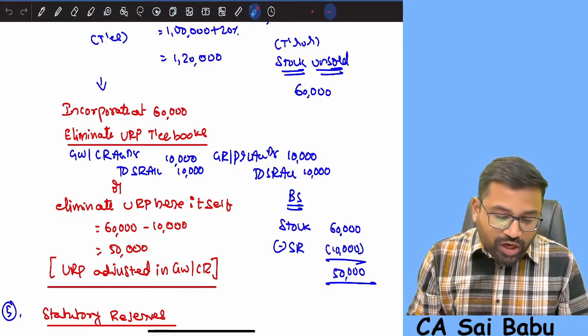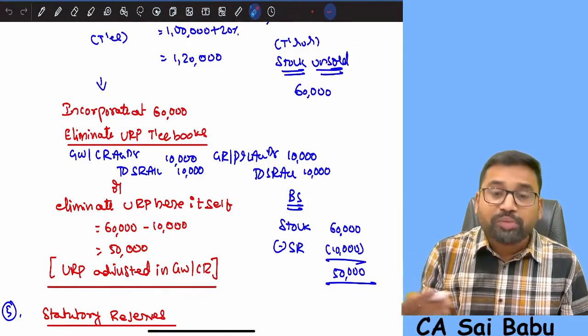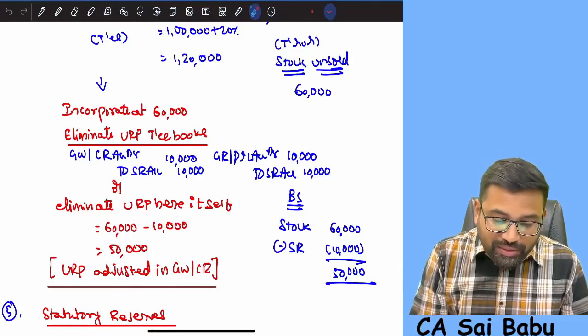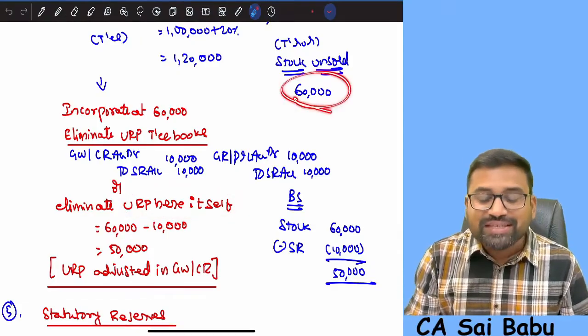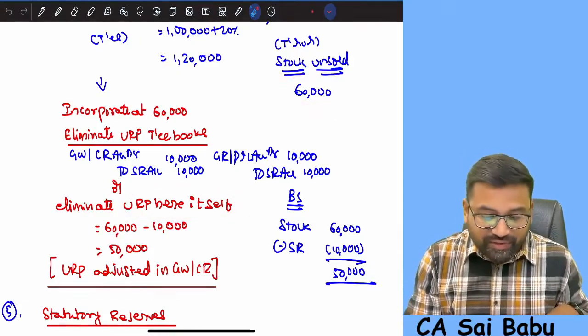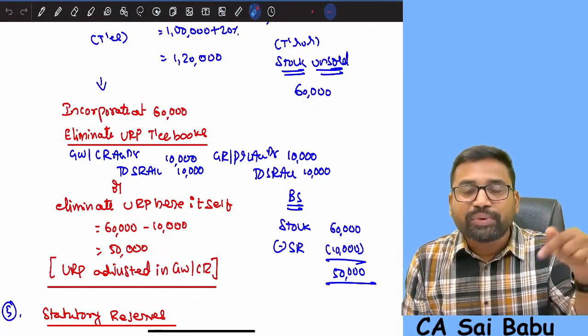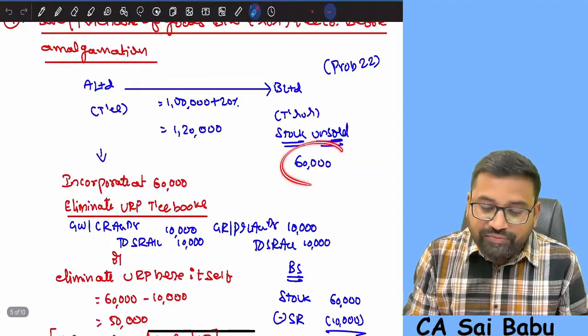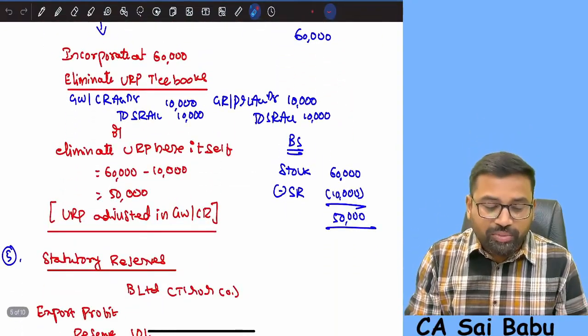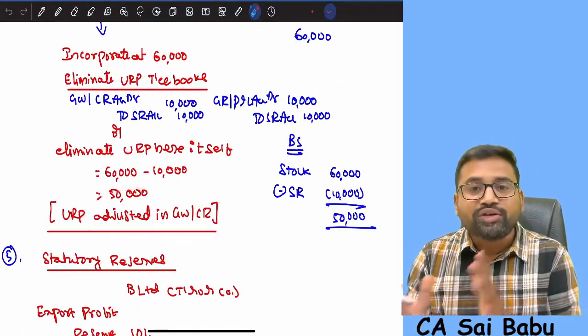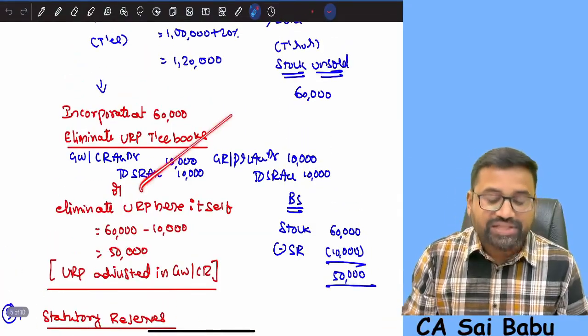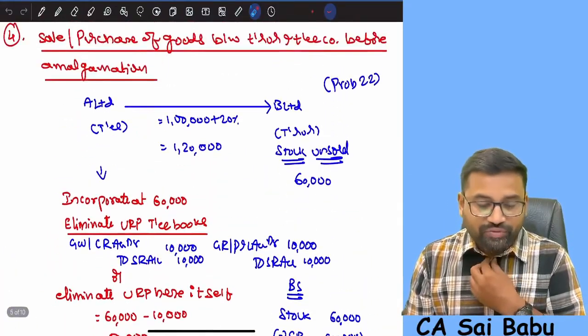Or else, at the time of incorporation itself, we can eliminate the URP. That means we take this stock at 60 minus 10, that is 50,000. If you incorporate this stock at 50,000 in the incorporation entry itself, eliminating unrealized profit, it is automatically adjusted to goodwill or capital reserve. No need to write this separate adjustment entry. So very simple.